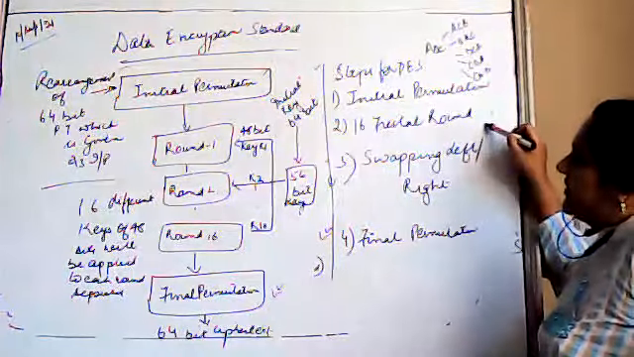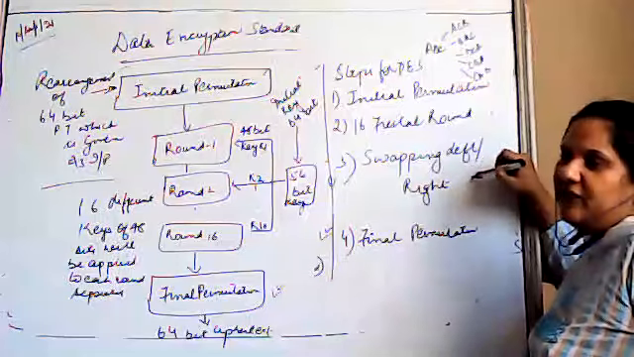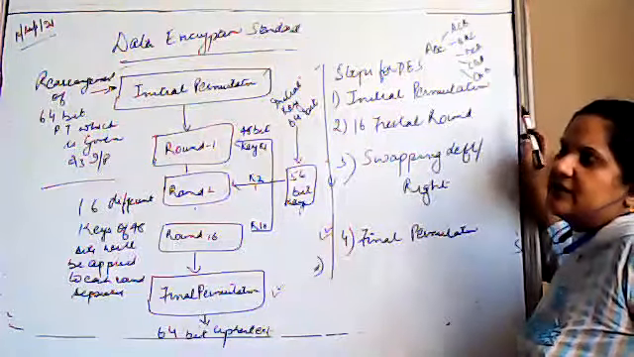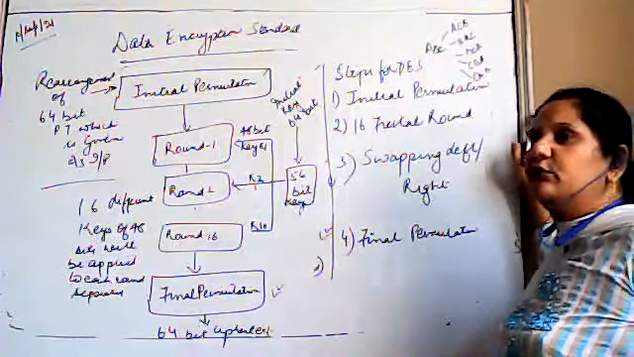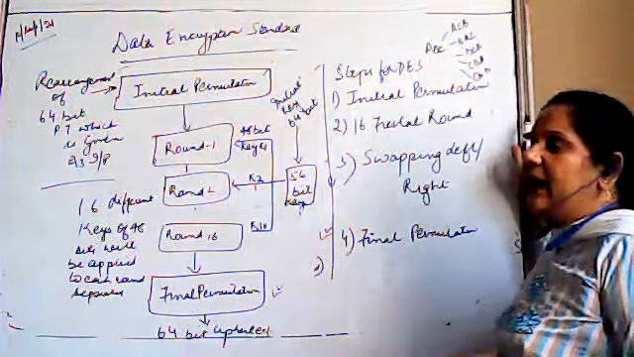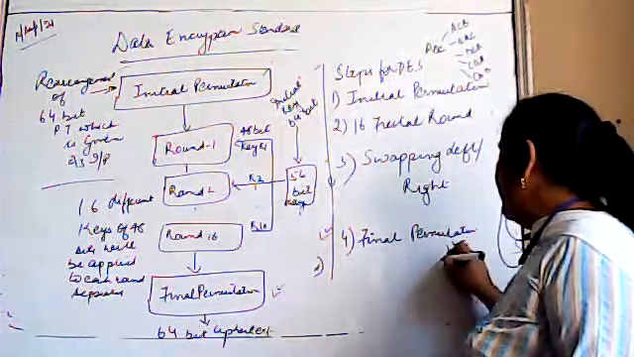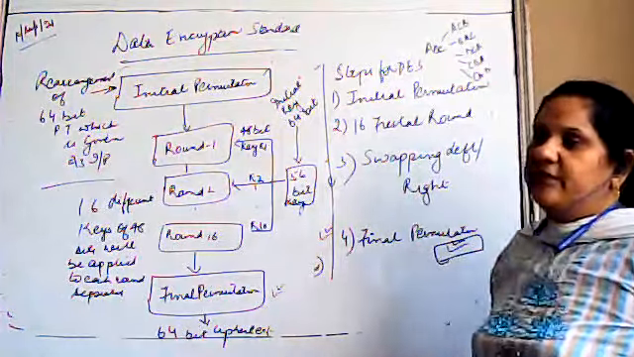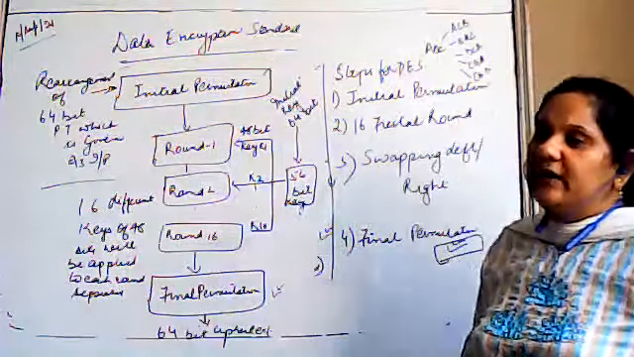See, 16 Feistel rounds, then swapping of left and right parts. Actually, the 64 bits will be divided into two halves of 32 bits, and then we will swap them left and right, and finally we will get that final permutation.